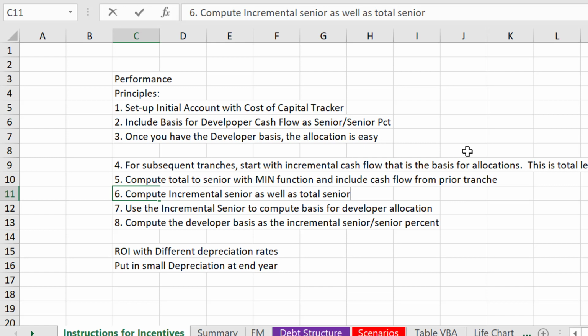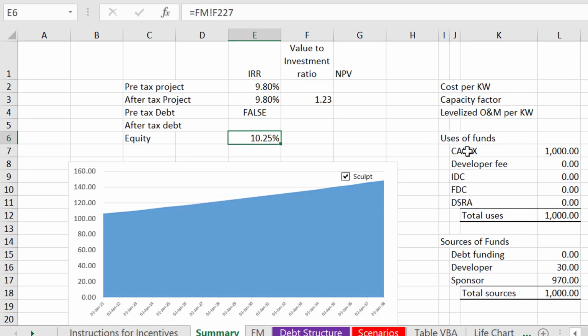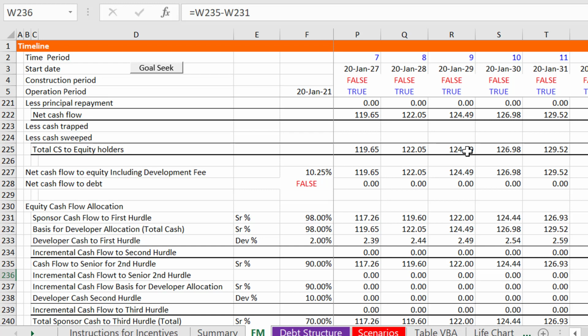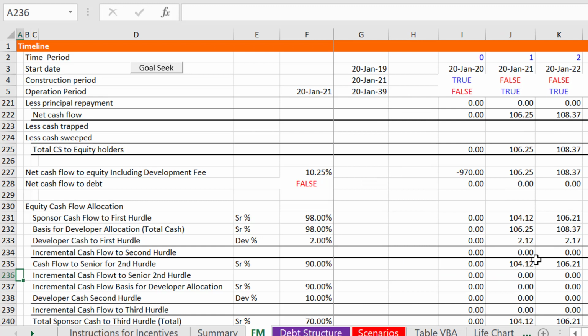Okay, and then after that, we get the incremental amount for the senior as well as the total, and the incremental is senior from this tranche minus senior from prior tranche. Okay, so then we, I've got to keep concentrating here. Okay, so that's the incremental amount we have.